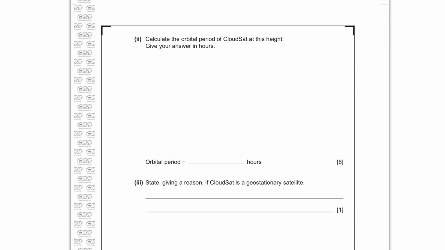Calculate the orbital period of CloudSat at this height. Give your answer in hours. Okay, so this is where we put the gravitational force equal to the centripetal force. So the force between the Earth and the satellite is G M_e M_s over R squared, where M_e is the mass of the Earth, M_s is the mass of the satellite. And then we also have that same force providing centripetal motion. So that same force is equal to the mass of the satellite times R times omega squared. So we can put those two things equal to each other.